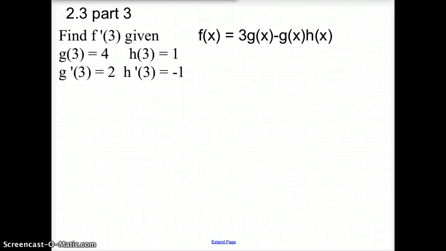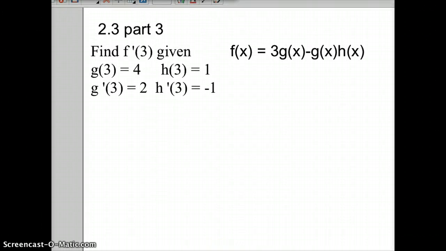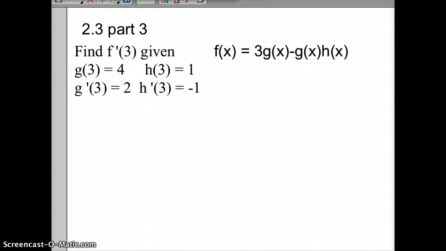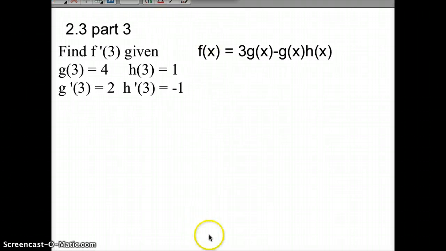And the final part of 2.3. So an example you might have on your homework is to find f prime of 3, given that g of 3 is 4, g prime of 3 is 2, h of 3 is 1, and h prime of 3 is negative 1. And then the function here is 3 times g of x minus g of x times h of x.